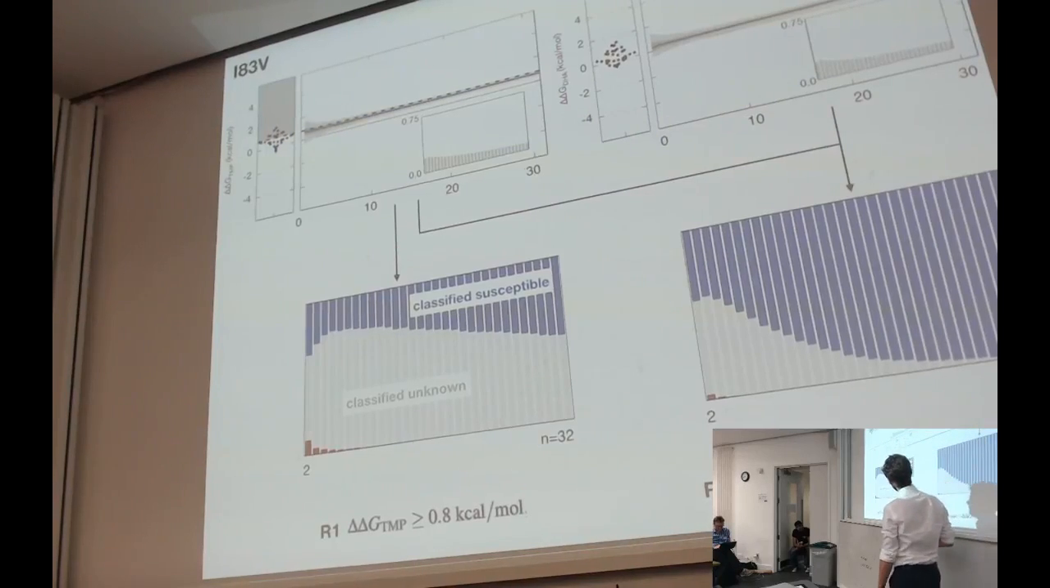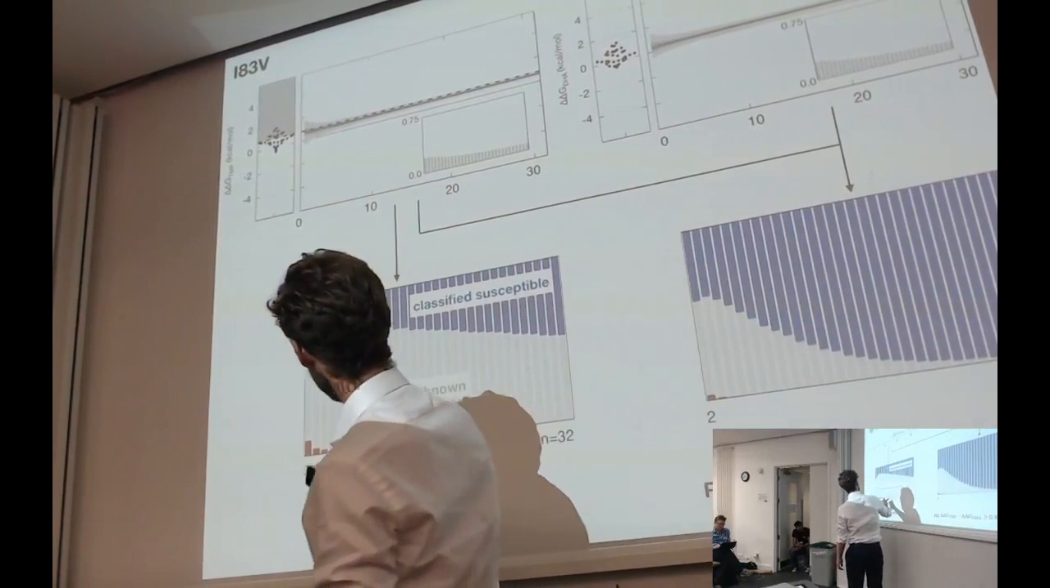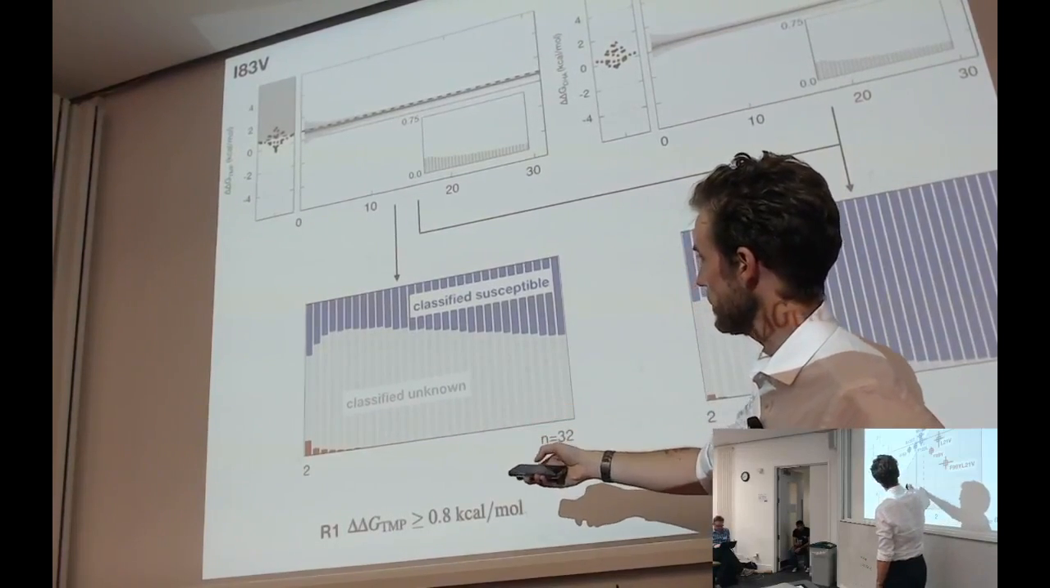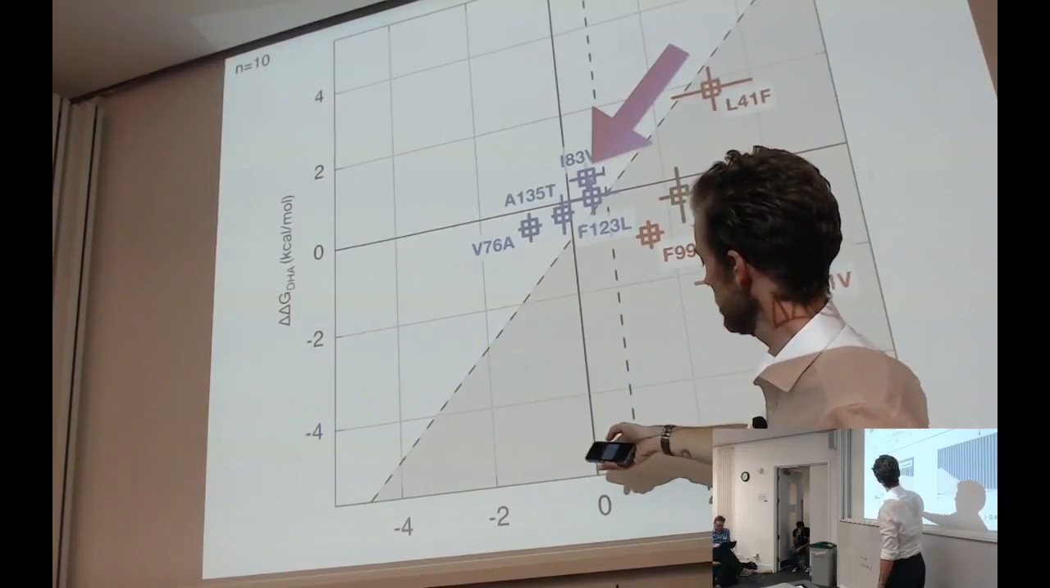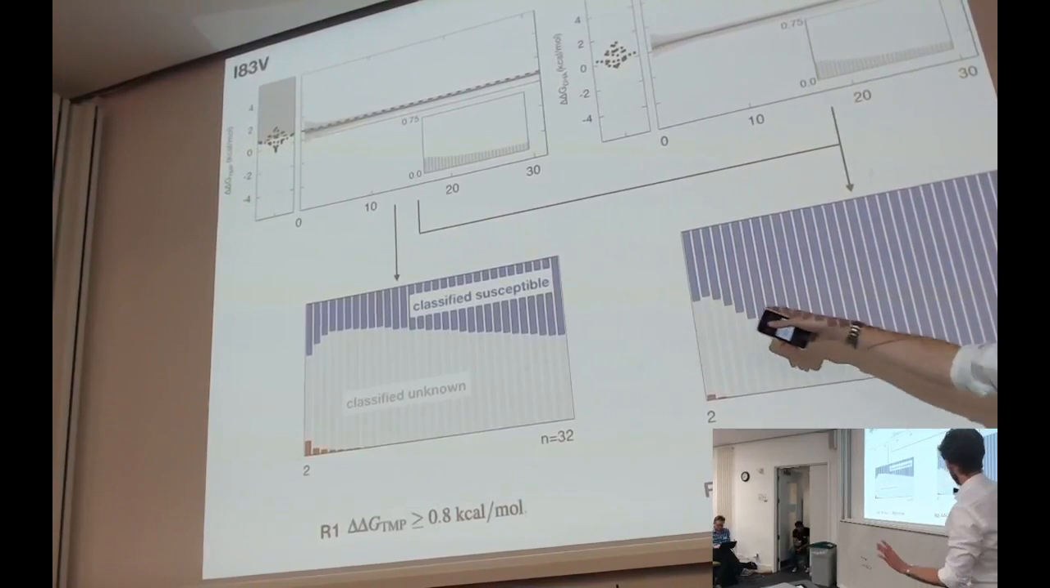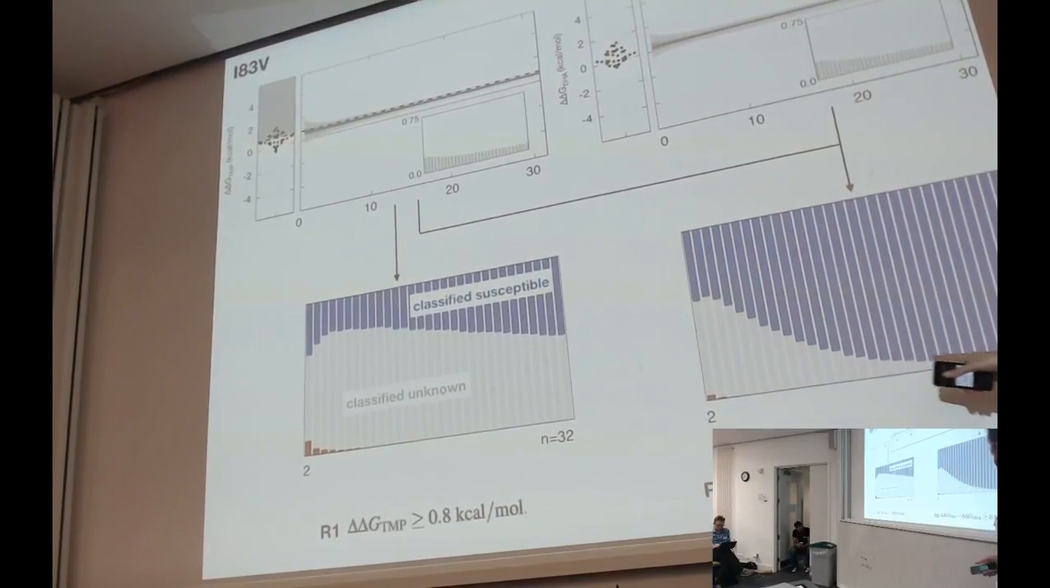And then lastly, this one, the I83V. Again, what we see is that as we increase the number of repeats, we still end up with a lot classified as unknown, and that's because we're very close to the vertical threshold, whereas here we very quickly, well not very quickly, but we do actually begin to converge to a result.